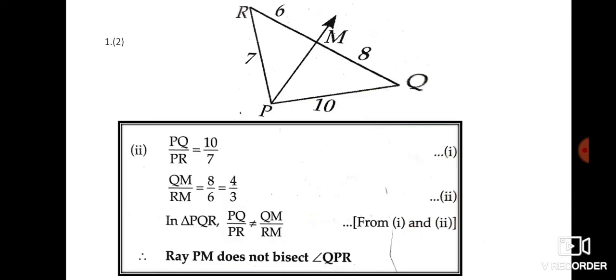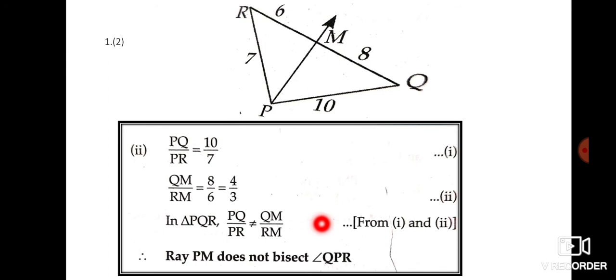We go to the next sum. Again you have triangle PQR and we have to show or find out whether PM is the bisector. So we take the left hand side, PQ upon PR, which is 10 upon 7. Then we take QM upon MR, that is 8 upon 6, 2 4s are 8, 2 3s are 6. Now if you see, it is 10 upon 7 and 4 upon 3, which is not equal. So we say in triangle PQR, PQ upon PR is not equal to QM upon QR. Therefore, ray PM does not bisect angle QPR.